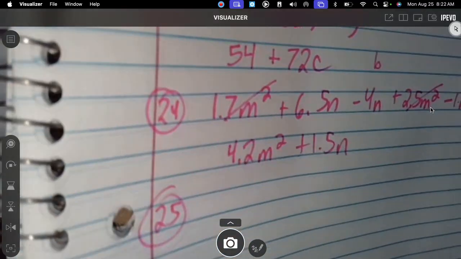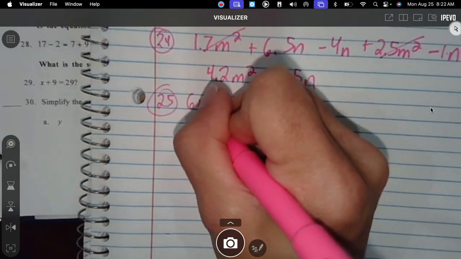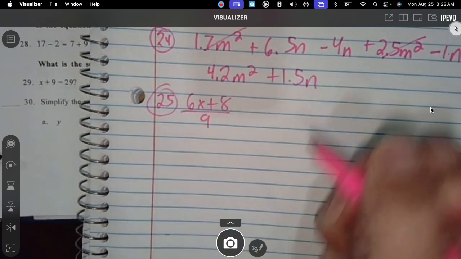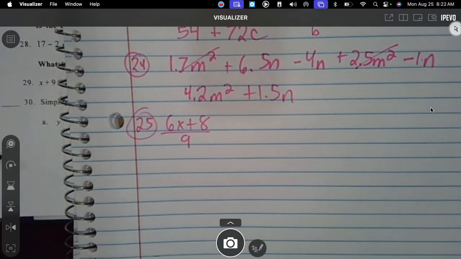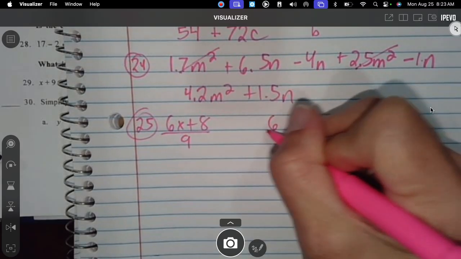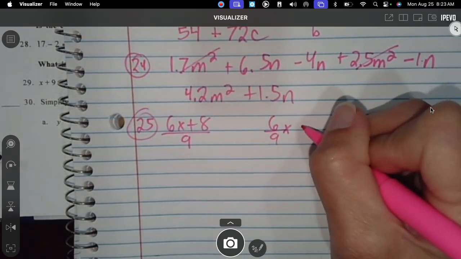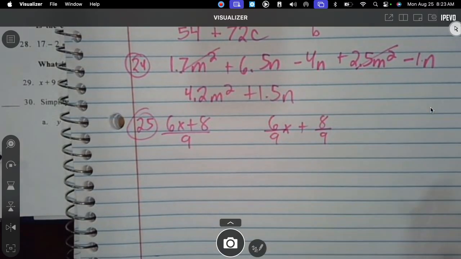Number 25. 6x plus 8 over 9. They just want this written in a different way. Like, what's an expression that's the same as this? So we would put the 6 over the 9 and the 8 over the 9. I'm going to do that first. So I've got 6 over 9, here's my x, and 8 over 9.